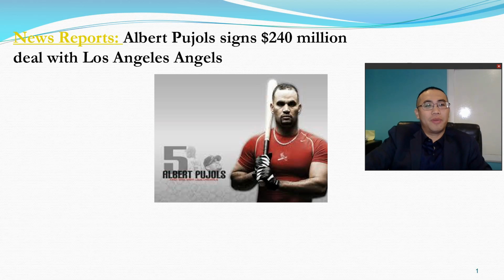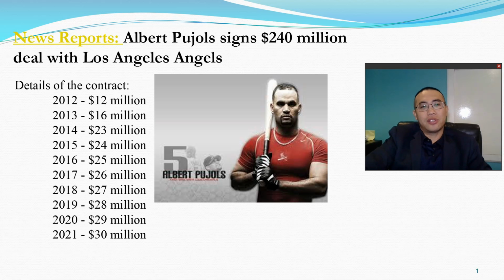So the compensation structure is like this. The first year he signed a contract is 2012, and he will make $12 million. As the year goes by, he will make 16, 23, 24, until he makes $30 million. All right. If you add all these millions together, that is going to be $240 million. So that's why it's called a $240 million contract.